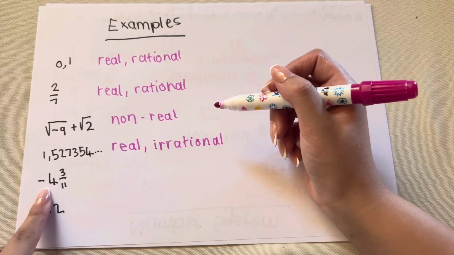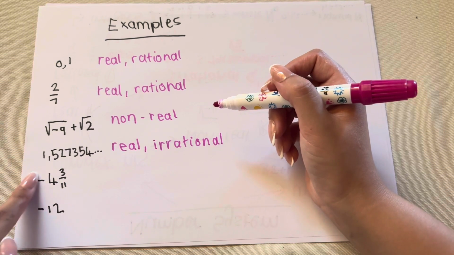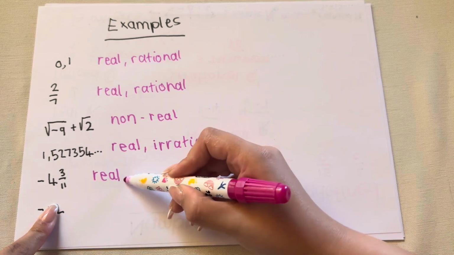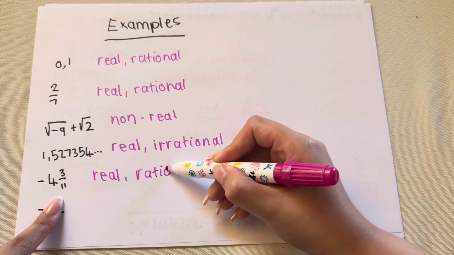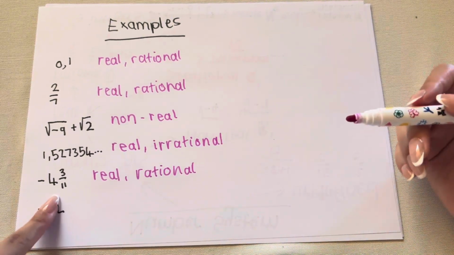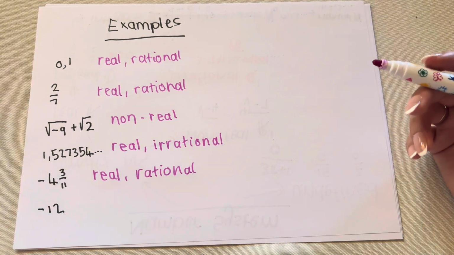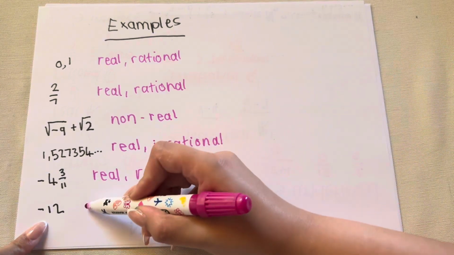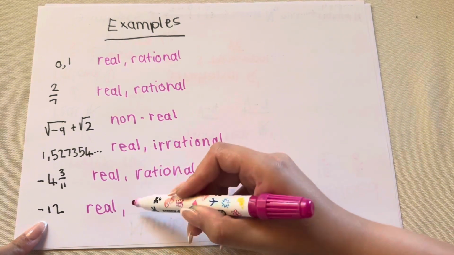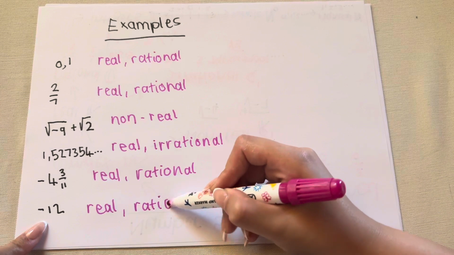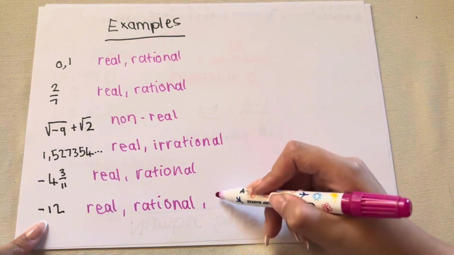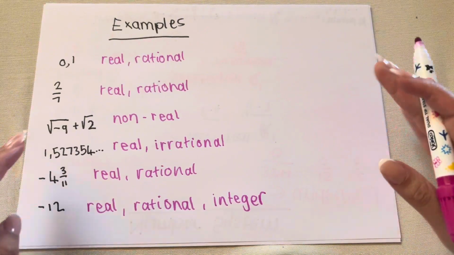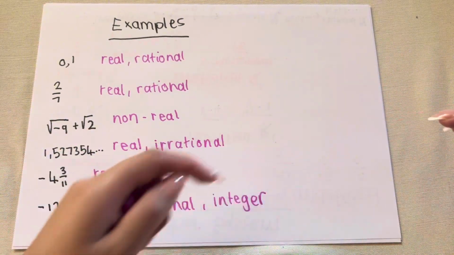-4 and then the fraction 3/11. This mixed number, of course, is real. It is rational because it can be expressed as a fraction. However, it is not an integer, natural, or whole. There's -12. This is a real number. It is rational. And we can go into a further classification of integers because it works on the number line, which includes our negatives, 0, and positives.